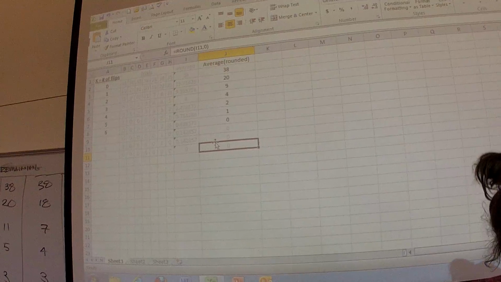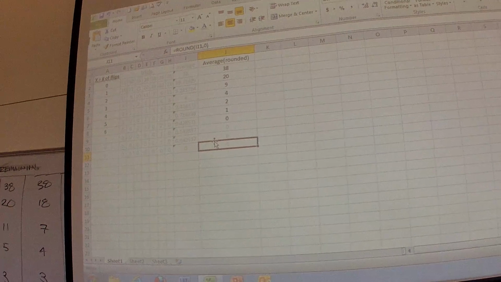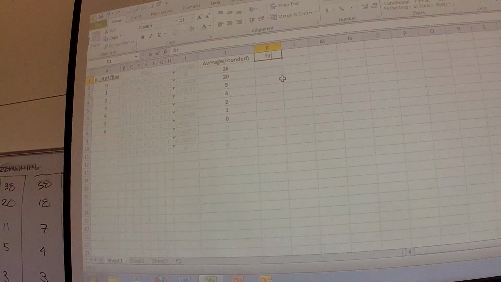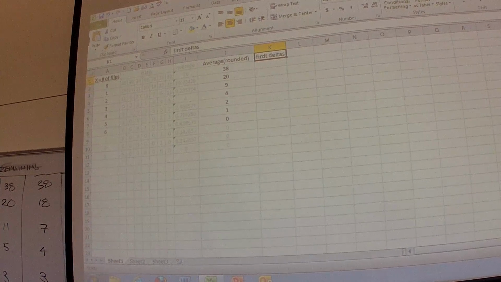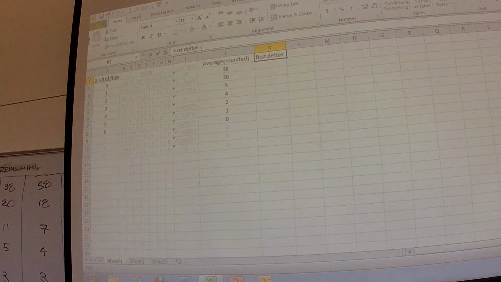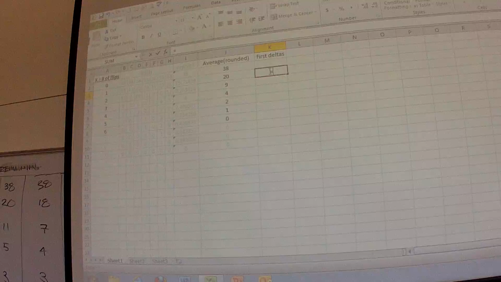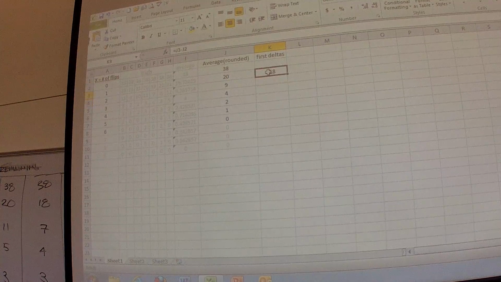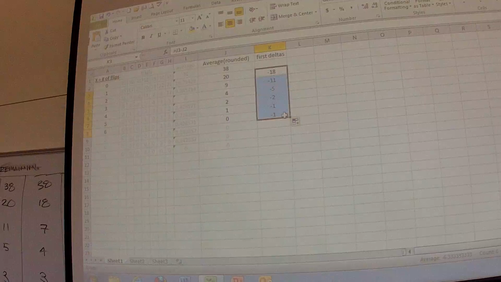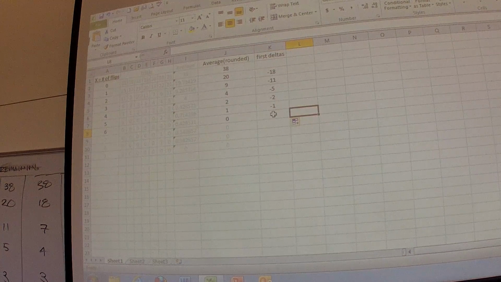All right. So here are first differences. First deltas. Except I spelled first wrong. S, not a D. All right. So here, this is going to be equal to this minus this. Okay, and there they are. They're the first differences right there. Not consistent, but we didn't expect them to be consistent because this isn't linear, right?